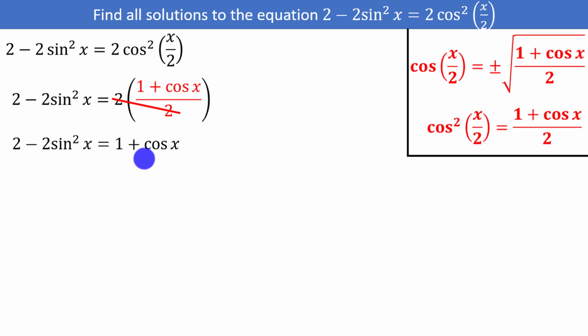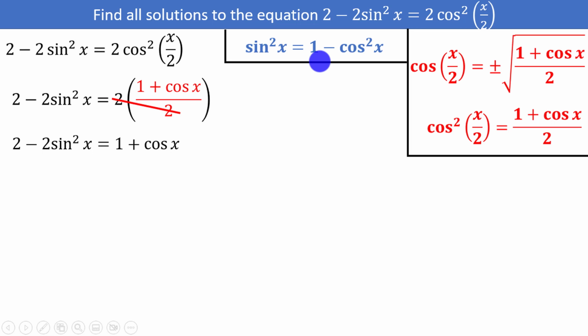We want to get everything in terms of either sine or cosine. Since we have a squared trig function on the left-hand side in sine squared of x, we can convert this to cosine squared of x using a Pythagorean identity. We know that sine squared of x is equal to 1 minus cosine squared of x. I always remember that 1 minus either sine squared or cosine squared always gives you the other one.